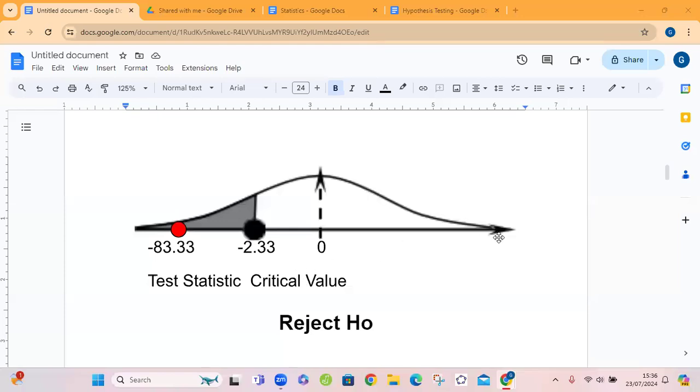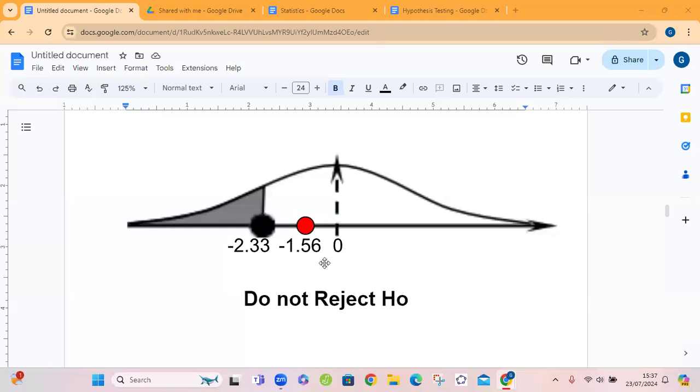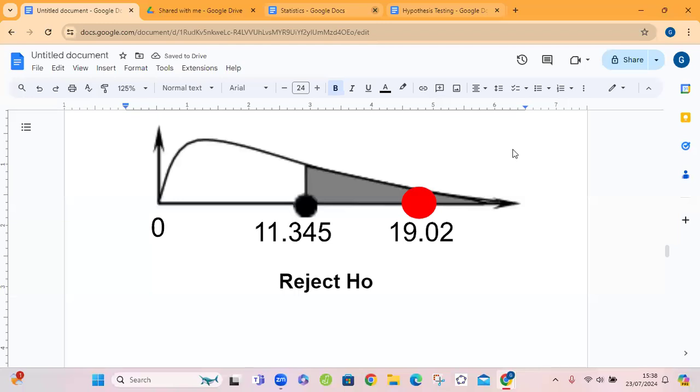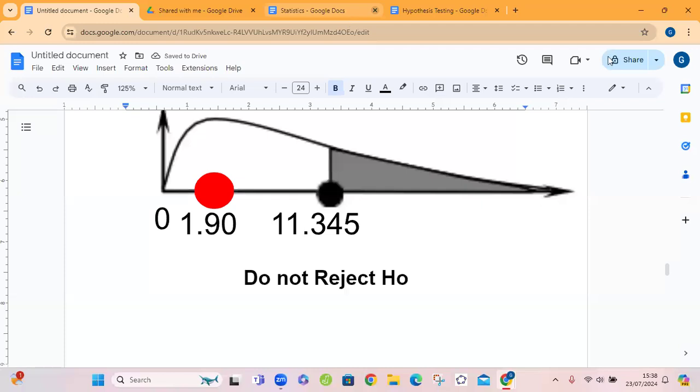Once again, reject H0. Here, do not reject H0. That will be the decision. Here, do not reject H0. Here, you will decide to reject the null. And in this case, you will decide not to reject the null.